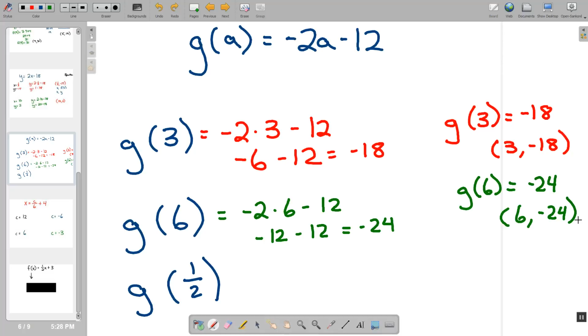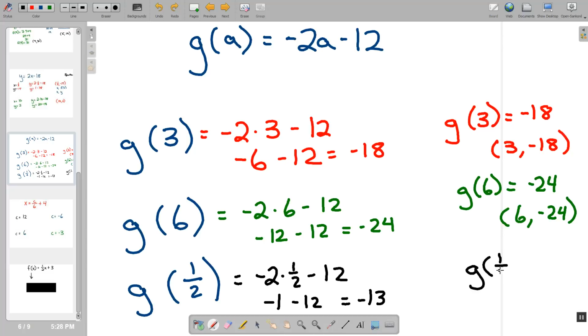Let's do one more. G of 1/2. So once again, we're using a fraction here. So I would say negative 2 times 1/2 minus 12. 1/2 of negative 2 is negative 1. Minus 12 more gives us negative 13. So I will say g of 1/2 is equal to negative 13. Or we could write it as the ordered pair 1/2 comma negative 13.